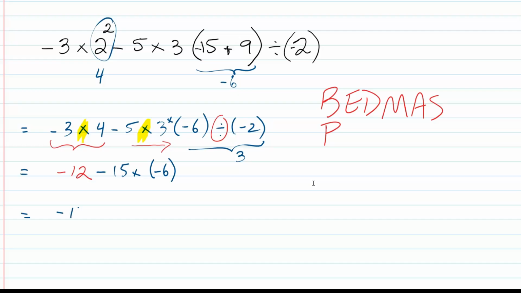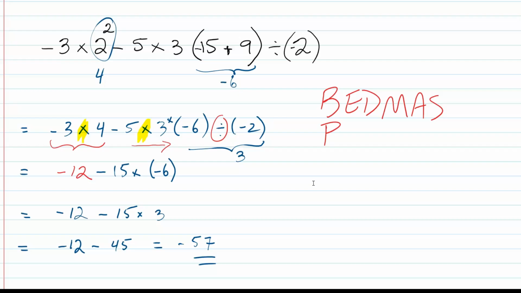So it would be -12 minus 15 times 3 now. And then final answer now, -12 minus 45. And then you put them all together. That will be -57.